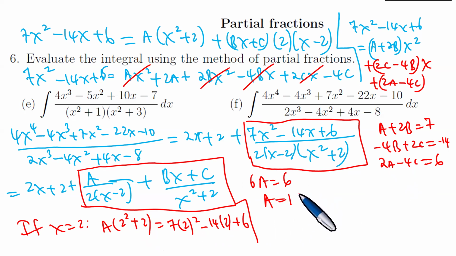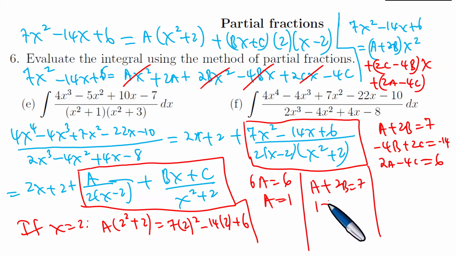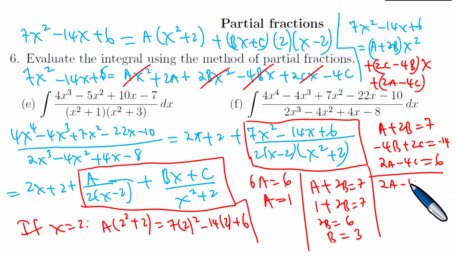Okay, think with me, please. If A is 1, then you come here. With A together with 2B equals 7, A is 1. 1 plus 2B is 7. 2B is 6. B is 3. Once you get that B is 3, you need to get a C. Can you use this one? Can you use 2A minus 4C is 6? A is what? A is 1. The C we don't know. Which means 4C is 2 minus 6. This will bring C as minus 1.